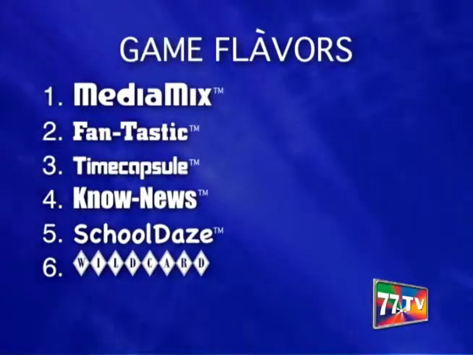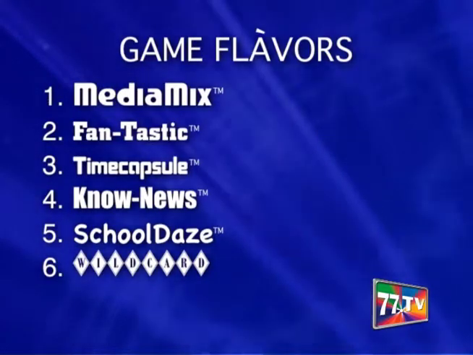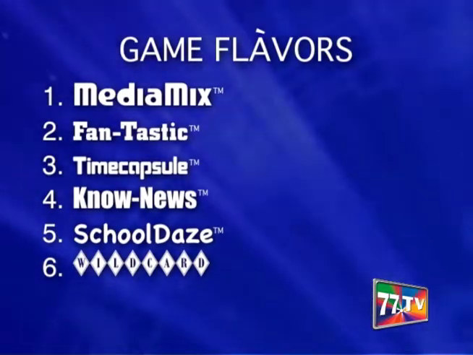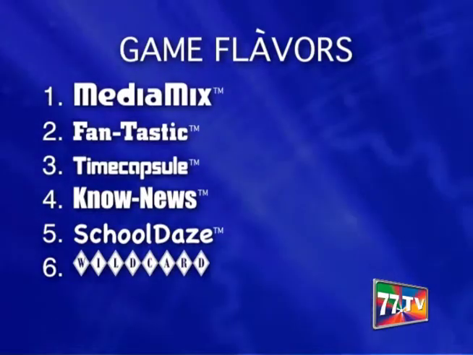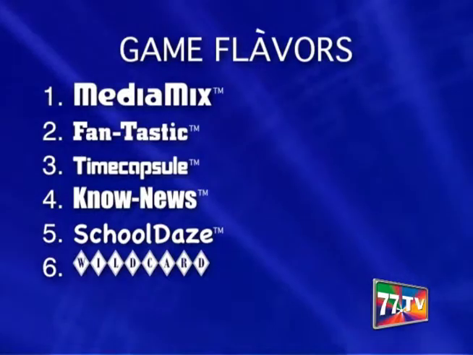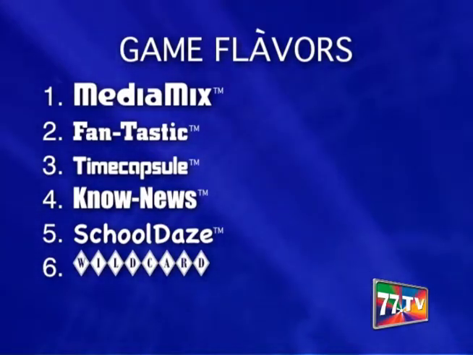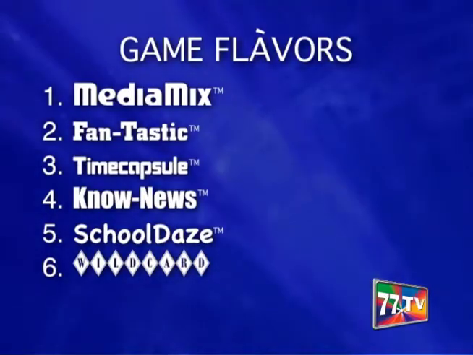Just like with our Psych game, the puzzles in Alphabet come from 6 different categories which we call flavors. You'll remember from previous videos that our flavors list includes Media Mix, Fantastic, Time Capsule, No News, School Days, and Wildcard. And they always appear in that same order in the gaming hour. Knowing which flavor you're working with will clue you in about what kind of phrase you're looking for. Alright, let's go through an alphabet game step by step.